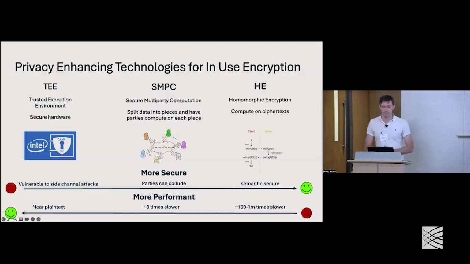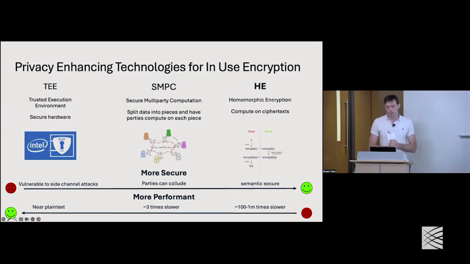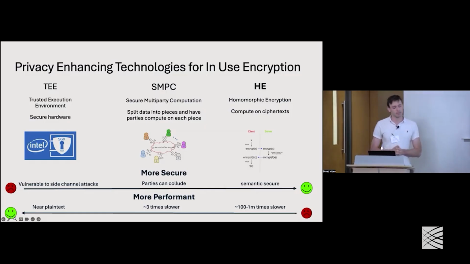Finally, and what we're going to focus on mainly in this talk is homomorphic encryption, which lets us directly compute on encrypted data called ciphertexts. And this is great because it's mathematically secure. So there are guaranteed properties of security. Unfortunately, as we'll show, it's very slow and it's not quite performant. It's about 100 to 1,000,000 times slower.